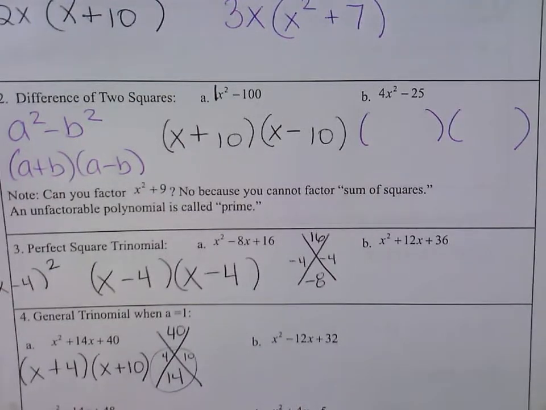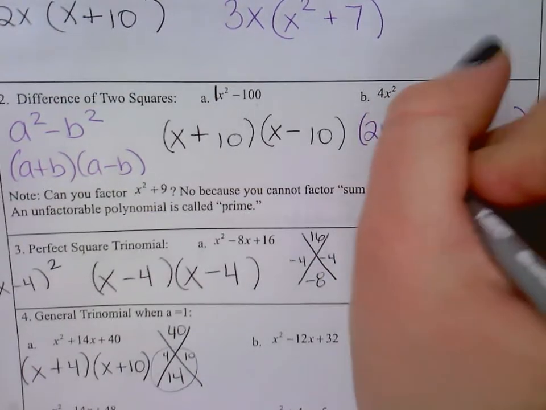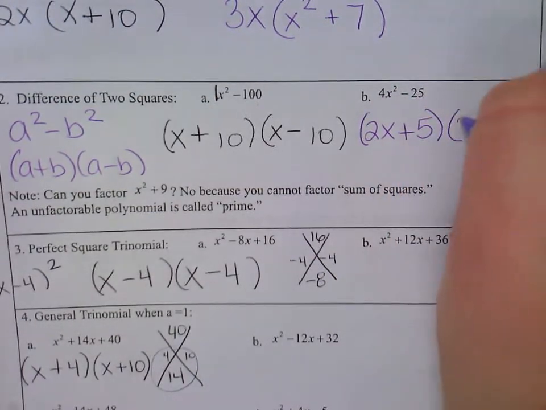Take the square root of 4x squared, and then take the square root of 25. What would you have? 2x plus 5 and 2x minus 5.